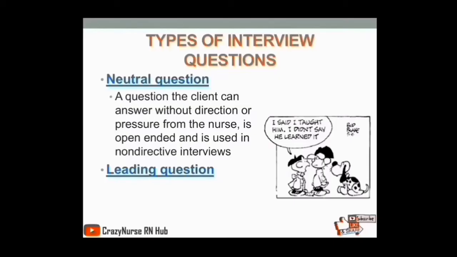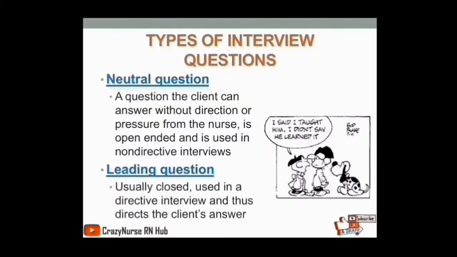A leading question, by contrast, is used for closed questions, and it is used in a directive interview and thus directs the client's answers. Examples are: You're stressed about surgery tomorrow, aren't you? You will take your medicine, won't you? The leading question gives the client less opportunity to decide whether the answer is true or not. Leading questions create problems if the client, in an effort to please the nurse, gives inaccurate responses. This can result in inaccurate data.